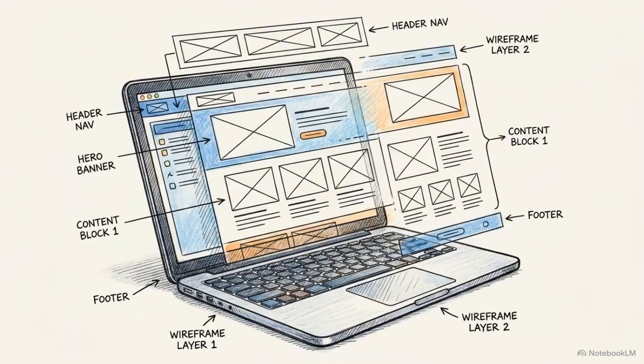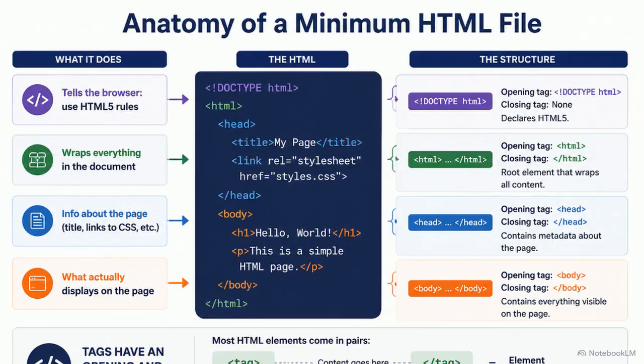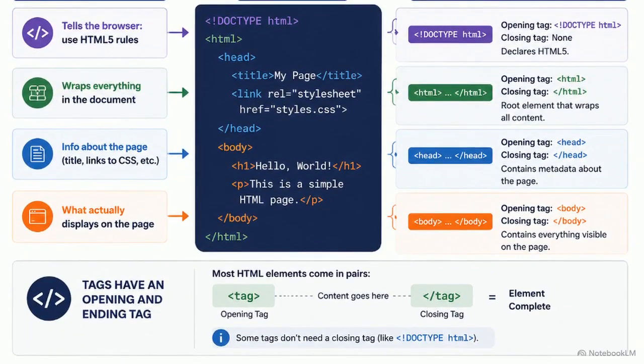When that response finally arrives back at your screen, it doesn't look like a finished painted picture. Instead, the server sends a raw text blueprint called an HTML file. This chart maps the HTML blueprint. DOCTYPE and HTML tags act as an outer wrapper, laying down structural rules. The blue head contains invisible data, while the orange body holds visible content.